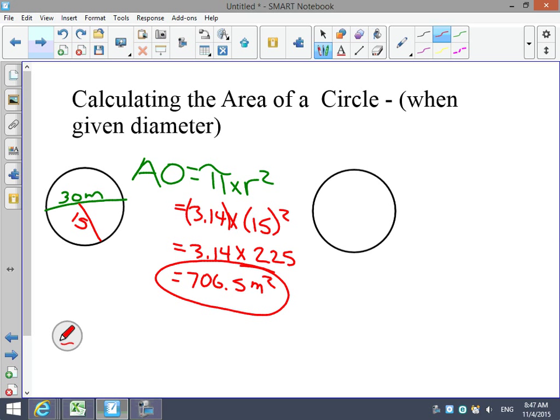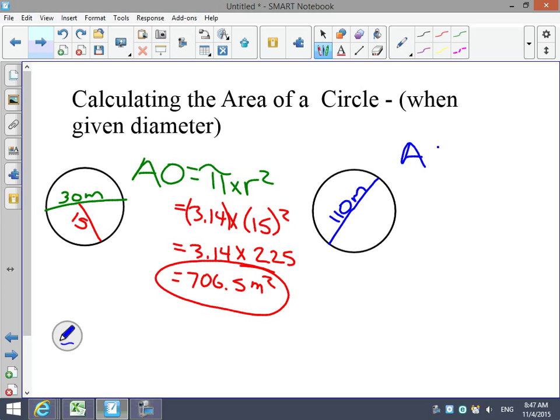One last one, and that'll be it for the grade 7s, and then the grade 8s can continue if they like, or if not, I'll pick this up tomorrow when I'm here. So there's my line, that's my diameter. I'm going to make it something even larger. I'll say 110 this time. Make it meters just because it's less to write.